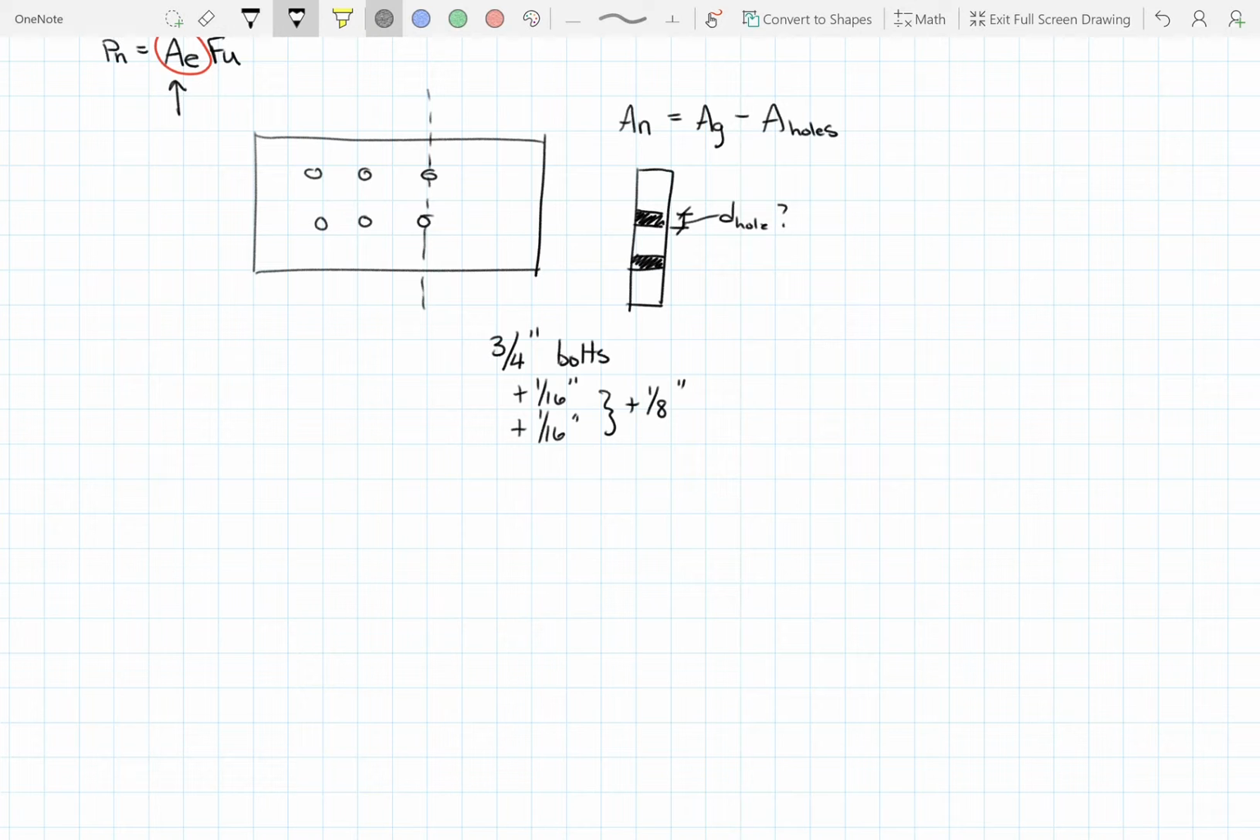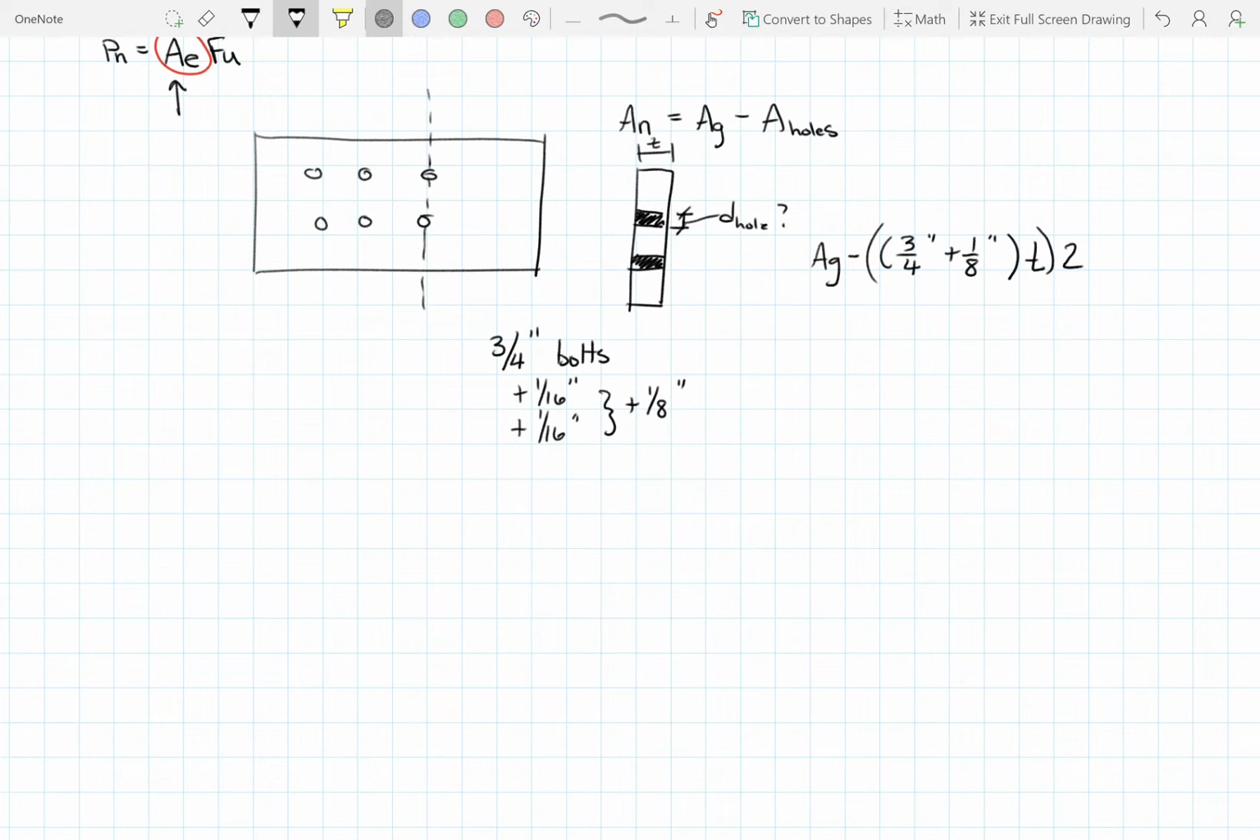So here we would have, you know how to calculate AG, and then the area of the hole would be the 3/4 of an inch plus 1/8. That would be the diameter, right? And then you'd have to multiply by the thickness of the part, if this would be T. And then since there's 2 bolt holes, we would multiply that whole thing by 2. That would give you your net cross-sectional area.